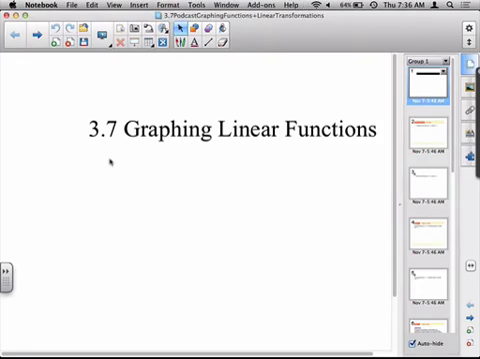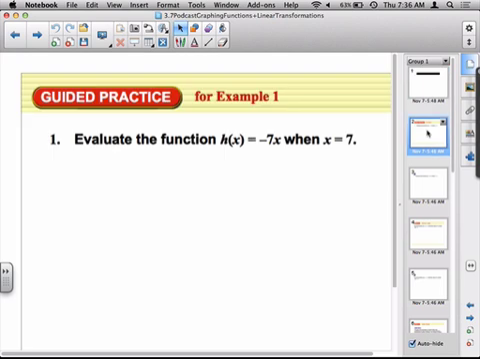This podcast is for 3.7, graphing linear functions. The first example says evaluate the function h of x equals negative 7x when x equals 7. So for a problem like this, you're going to be plugging in 7 for x.